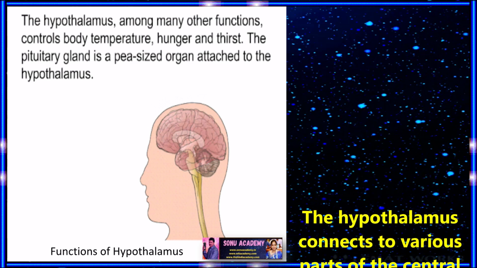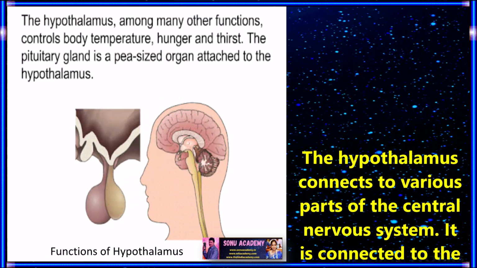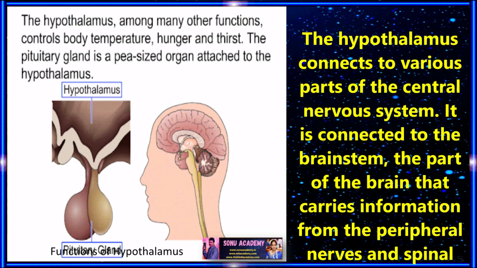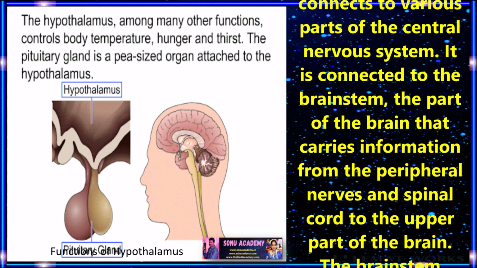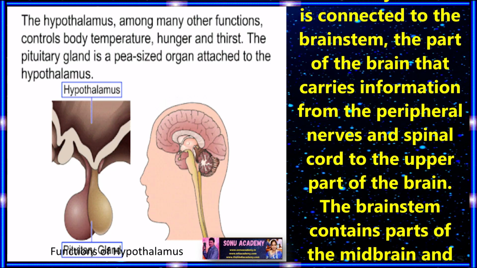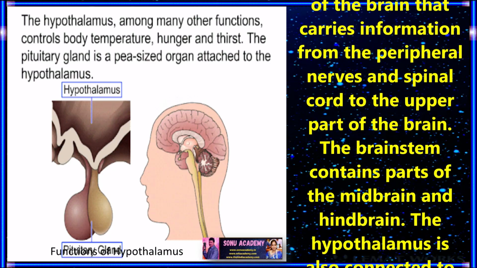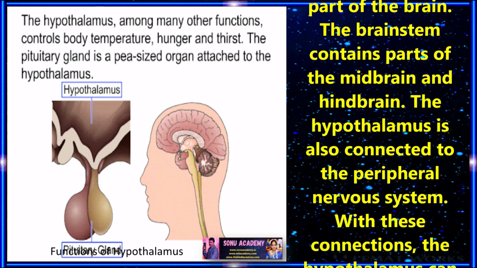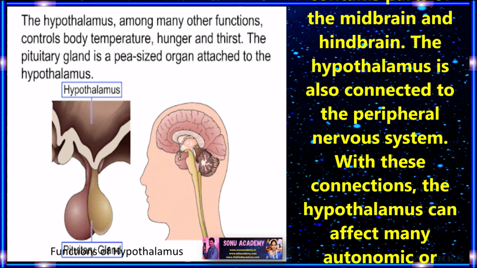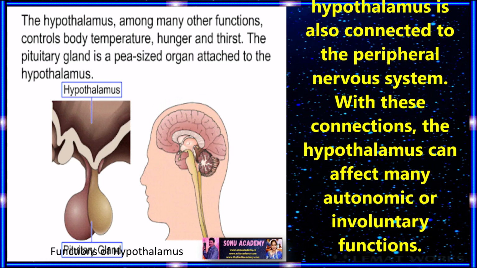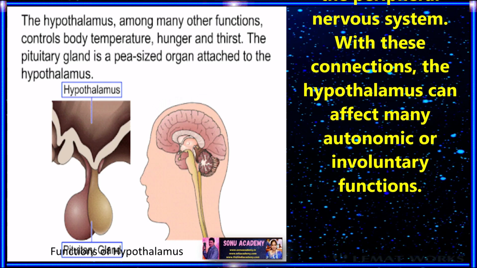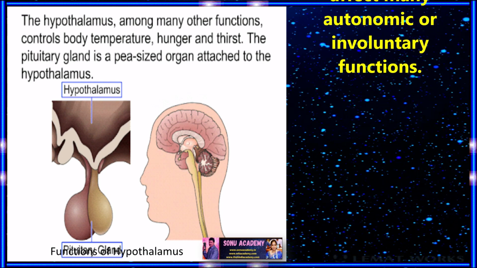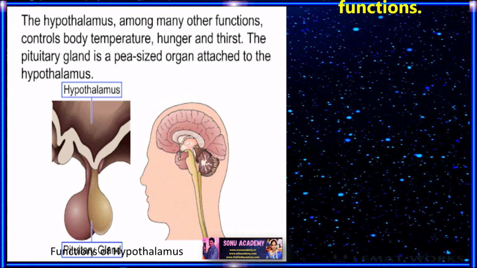Children, now let us discuss the functions of the hypothalamus. The hypothalamus connects to various parts of the central nervous system. It is connected to the brainstem, the part of the brain that carries information from the peripheral nervous system and spinal cord to the upper part of the brain. The brainstem contains parts of the midbrain and hindbrain. The hypothalamus is also connected to the peripheral nervous system. With these connections, the hypothalamus can affect many autonomic or involuntary functions.